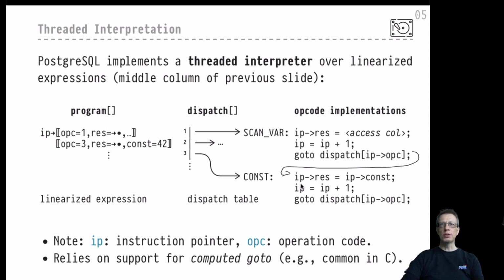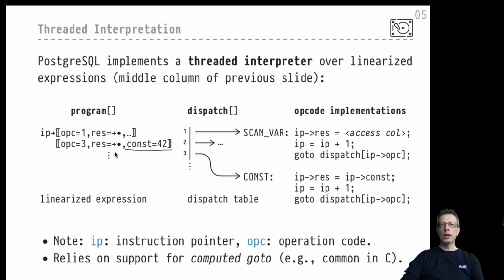This is called threaded interpretation. Super efficient. All right. So this would be just the const opcode. What it would do is just access the constant itself, the literal itself, which is embedded inside the opcode itself. It would just take this particular value and place it into the argument slot of the subsequent opcode.